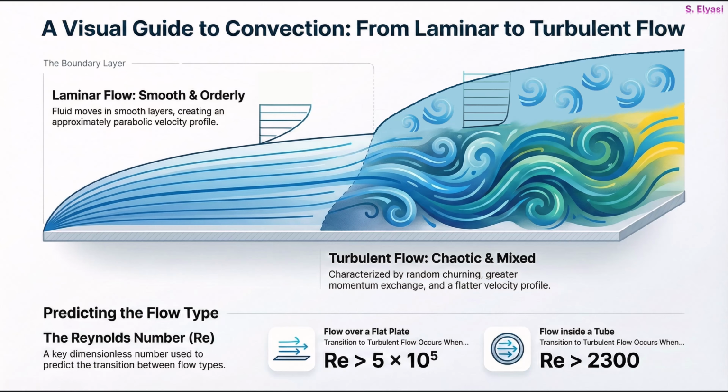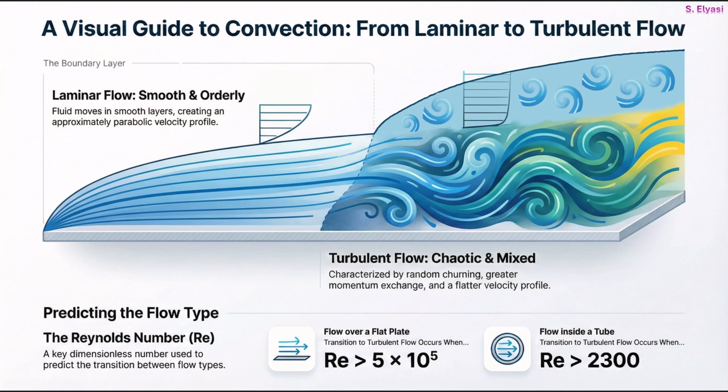This is great for mixing things up, but it also creates a ton of friction and wastes energy. Second, how do we predict when that shift will happen? Well, that brings us to the Reynolds number, or Re. It's basically a value that compares the fluid's momentum, how fast it's trying to go, to its viscosity, or how sticky it is. When momentum really starts to overpower that stickiness, the Reynolds number gets high enough, and that's when things flip from stable to chaotic.